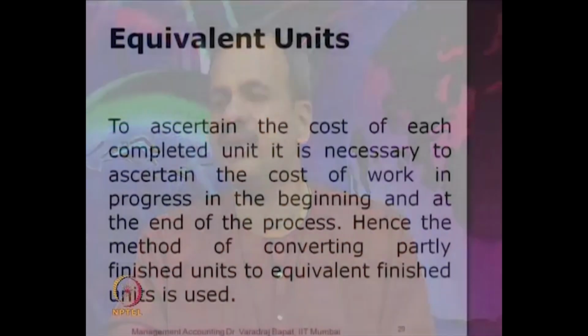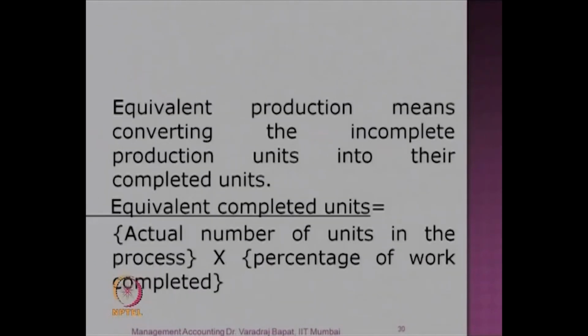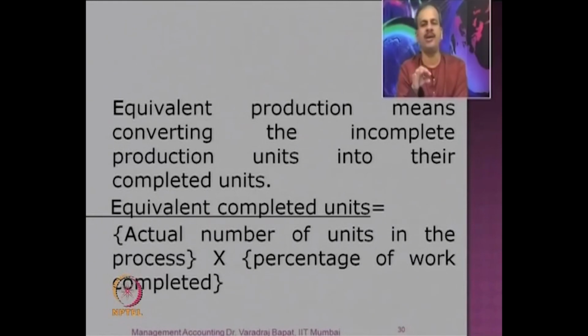To ascertain the cost of each completed unit, it is necessary to ascertain the cost of work in progress in the beginning and in the end. Hence, there is a need to convert partly finished goods into equivalent output. Now, how will you calculate? Equivalent production means converting the incomplete production units into their completed units, right?